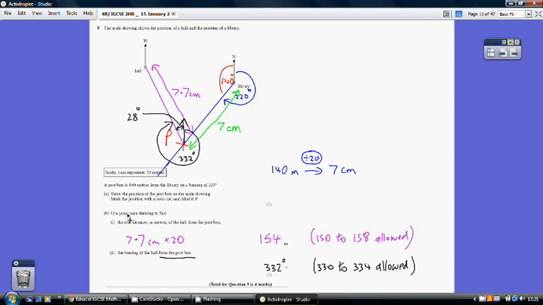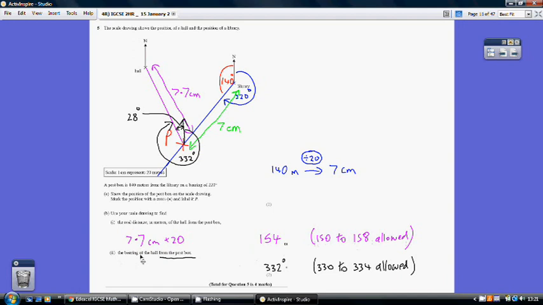Now for B, part 1, use your scale drawing to find the real distance in metres of the hall from the post box. I've measured this with a ruler to get 7.7 centimetres. Going from scale drawing to real life, we multiply by 20. So 7.7 centimetres times 20 gives me 154 metres. The answer scheme allows anything between 150 and 158.